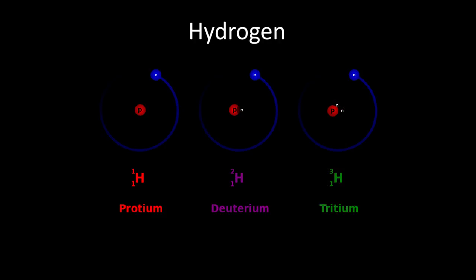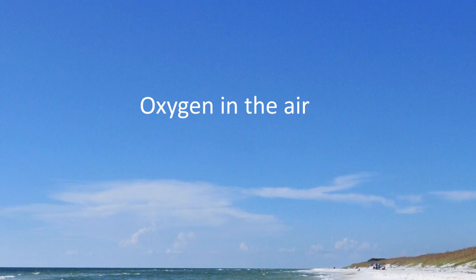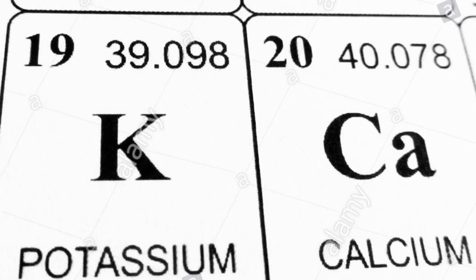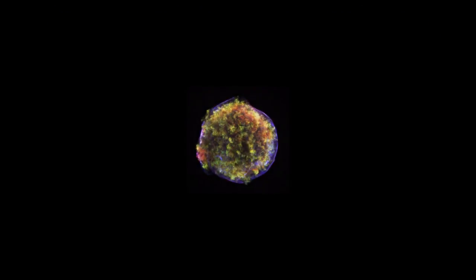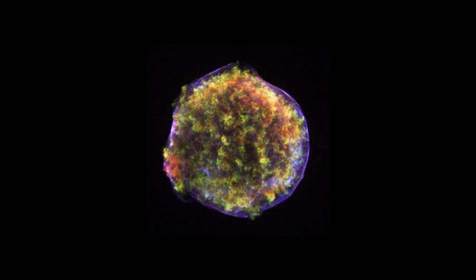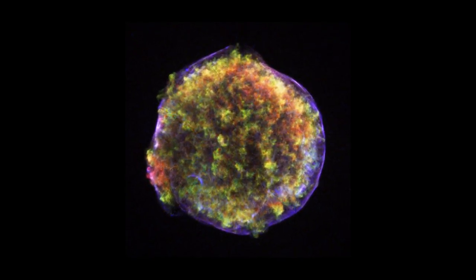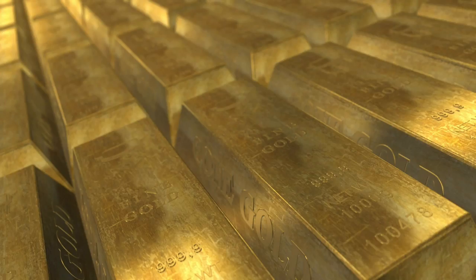So we have hydrogen that was created during the Big Bang, but all of the carbon in you, all of the nitrogen in you, the oxygen that we breathe, and the calcium, potassium, all of that was created in the star. And when it exploded, the explosion was so big and so powerful that it also created things like lead, mercury, gold, and silver.